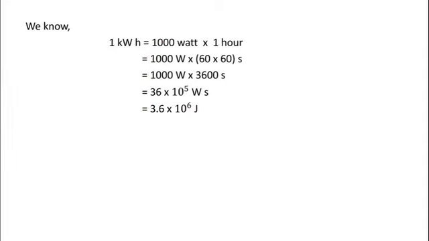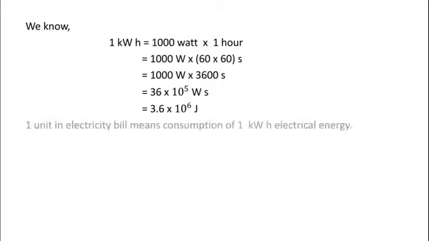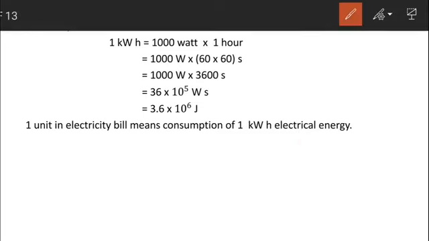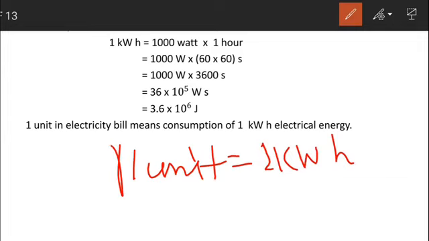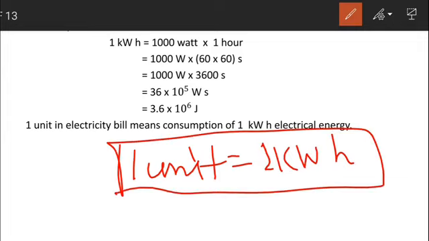Okay, now students, in the monthly electricity bill that we receive, there also the units are expressed in kilowatt hour. So we can write 1 unit in electricity bill means consumption of 1 kilowatt hour of electrical energy. That is, we can write here 1 unit is equivalent to 1 kilowatt hour. So this is an important relationship between unit and kilowatt hour. 1 unit means consumption of 1 kilowatt hour. So this is very important, which we use further in solving some problems related to the commercial unit of energy.